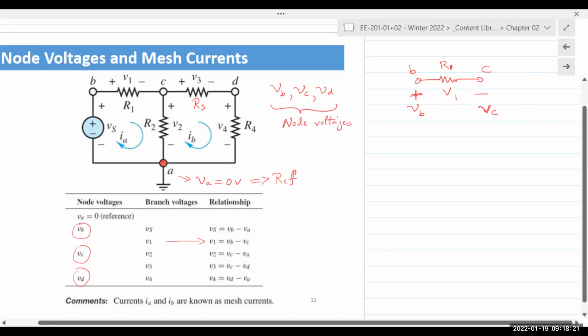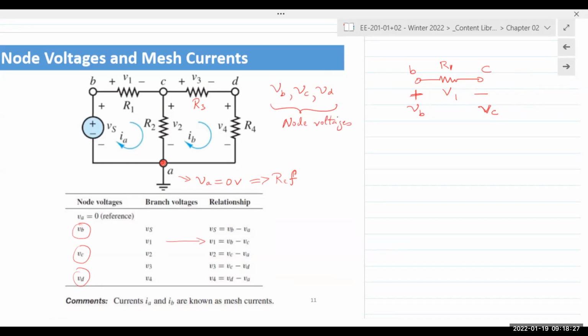So what we are doing is expressing each resistor voltage in terms of the node voltages of that circuit. And our job is to determine the values of these node voltages. That, in essence, is node voltage analysis. Okay, so think over it for 10 seconds. Let me know if anyone has any questions.